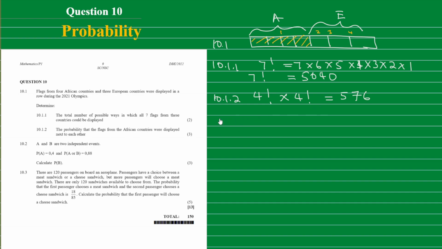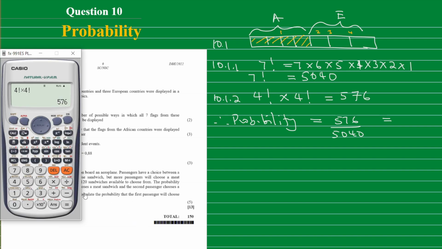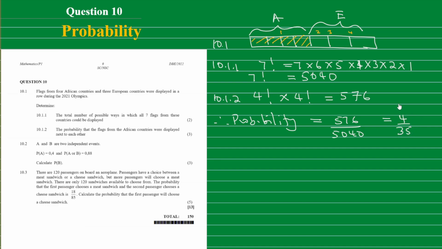Therefore, the probability that the countries will be together: there are 576 different ways out of the 5,040. We simplify that. We've got 576 over 5,040, so we get 4 over 35. That is our probability there.